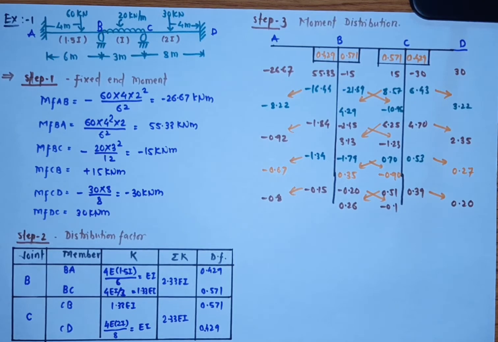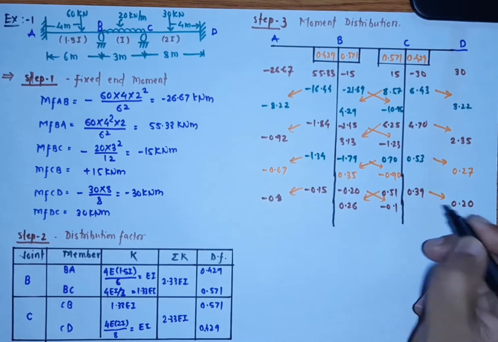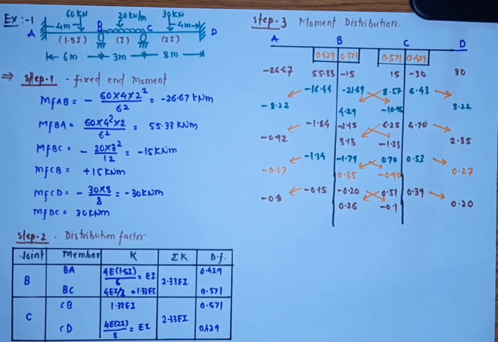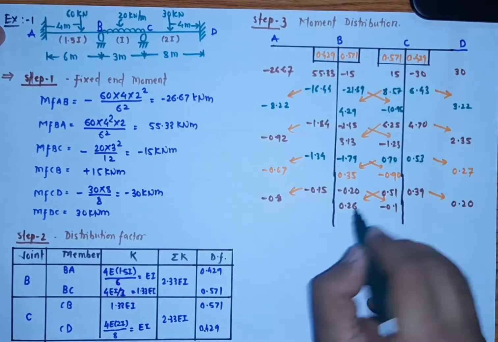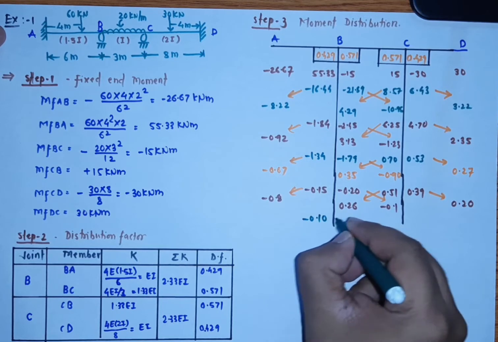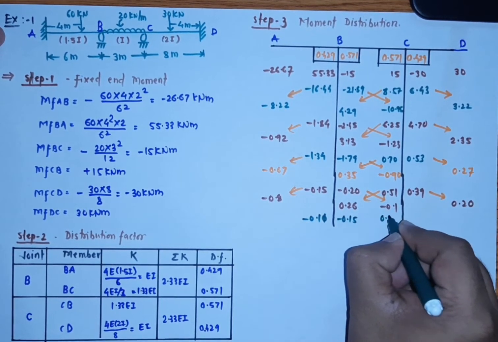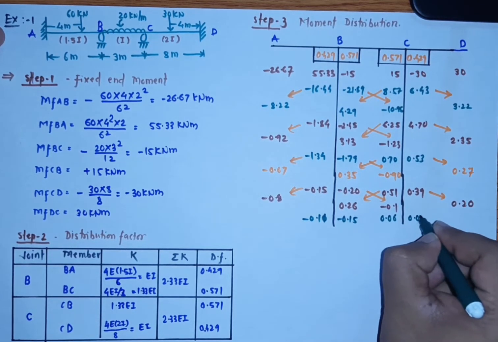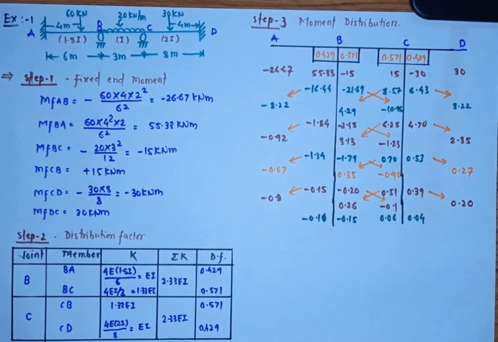Now next, the last, we got the answers in 0 point something, but we'll do one more process and then we will stop. That is nothing but 0.26 multiplied by 0.429 and 0.26 multiplied by 0.57. The same process will repeat. We'll get an answer as 0.11, then minus 0.15, 0.06 and 0.04, which completes the problem above one step.